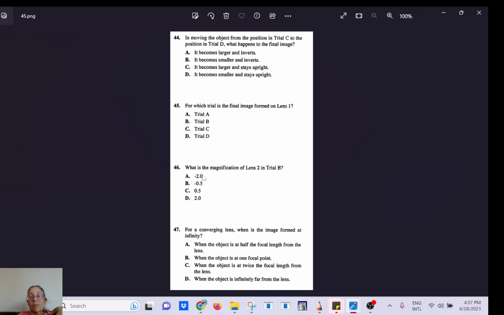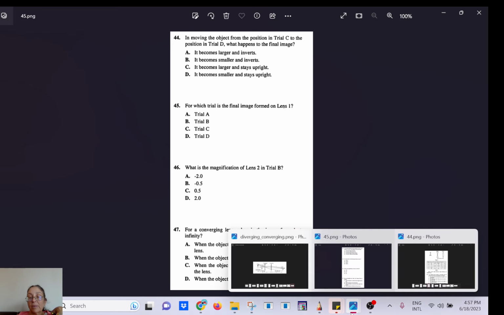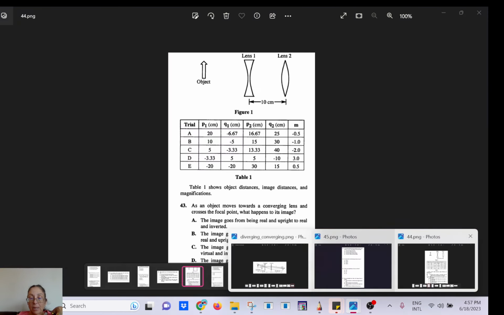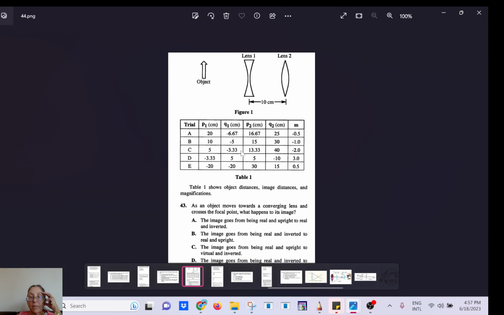Okay, here is an easy one. What's the magnification of lens 2 trial B? They give you points for free, because this one is very easy. So B. What's the definition for magnification?